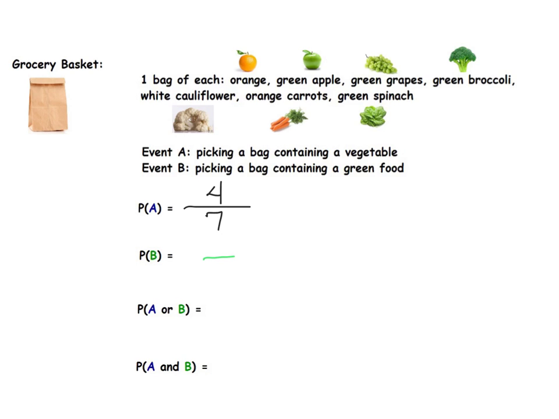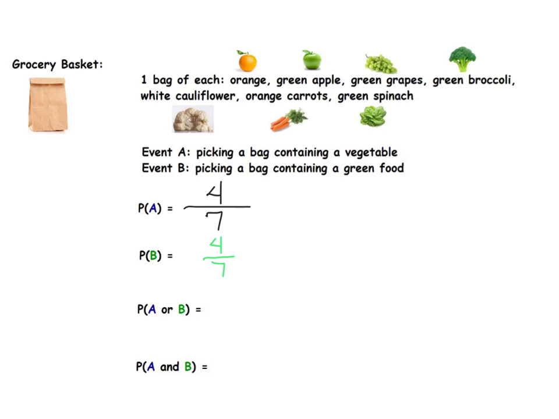We actually have 4 items, 1, 2, 3, 4. That would be the green apple, the green grapes, the green broccoli, and the green spinach. So that would be a probability of 4 out of 7. So it turns out the probability of A and the probability of B are the same. All right, let's go down here to the next one, which is the probability of A or B.